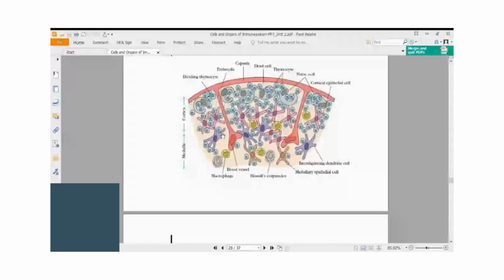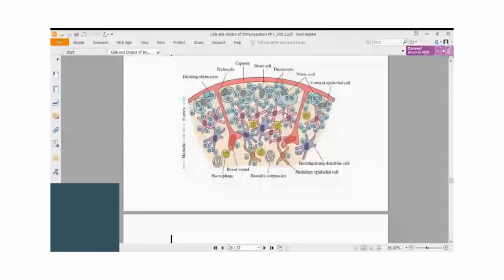And there are interdigitating dendritic cells, which I told you have finger-like projections. It is labeled here as interdigitating dendritic cells. These interdigitating dendritic cells and the macrophages are present in large numbers in the medulla region compared to the cortex region, and they help in negative selection of the thymocytes or T lymphocytes.